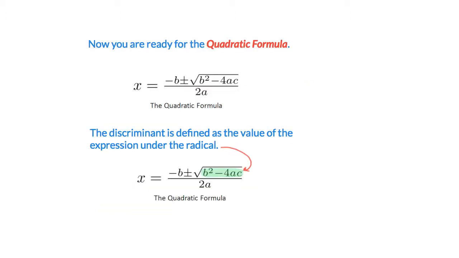Now you're ready for the quadratic formula. The formula is x is equal to negative b plus or minus the square root of b squared minus 4 times a times c, over 2 times a.